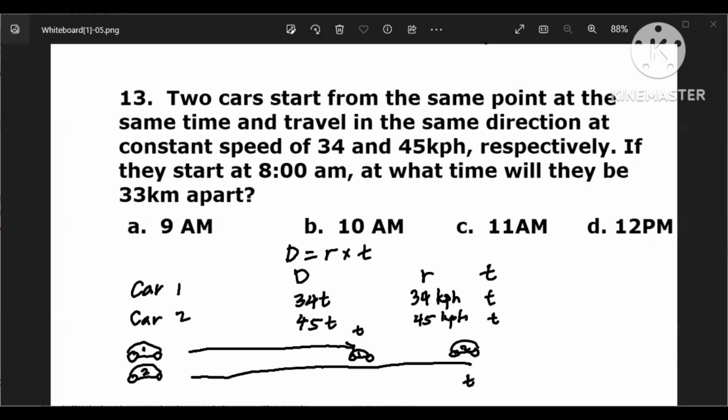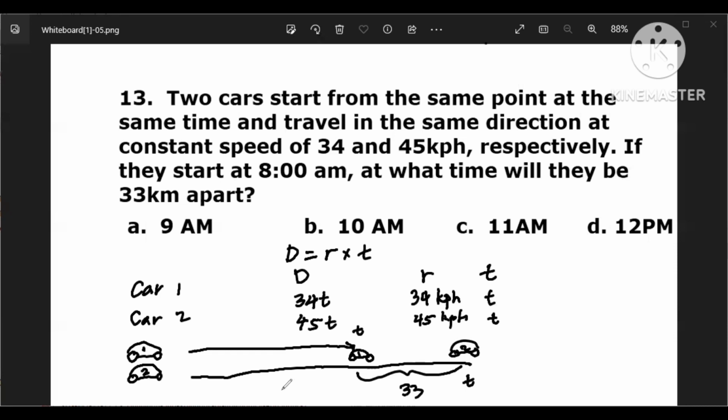At time t. So, ang tinatanong sa atin ito, yung distance na to, no? At what time will they be 33 kilometers apart? Sorry, hindi ito ang tinatanong yung oras, no? Ang tinatanong, at what time will they be 33 kilometers apart? Ano daw ang time para maging 33 kilometers apart sila? Now, how do you set up the equation?